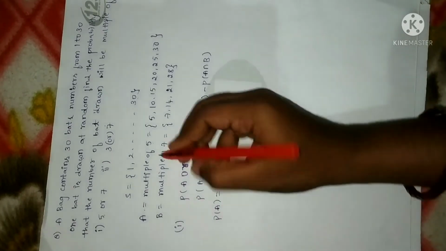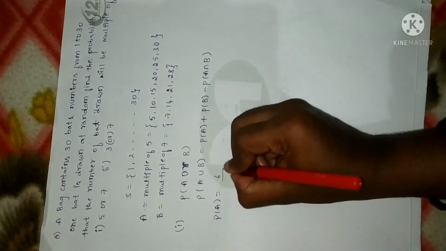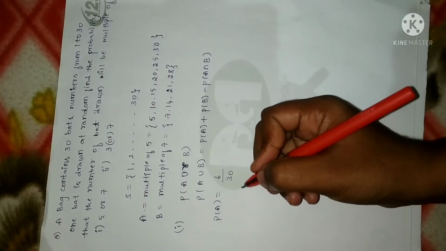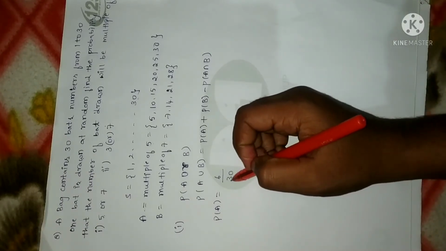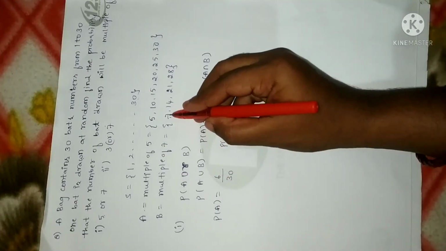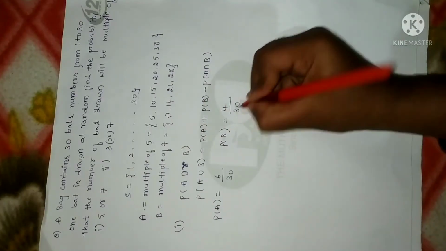So first let me write down the probability of A. Probability of A, in the sense, how many numbers are there? 1, 2, 3, 4, 5, 6, out of how many numbers? 30 numbers. So the probability of A is 6 by 30. Now the probability of B: how many numbers are there in B? 1, 2, 3, 4, out of 30 numbers. So it is 4 by 30.